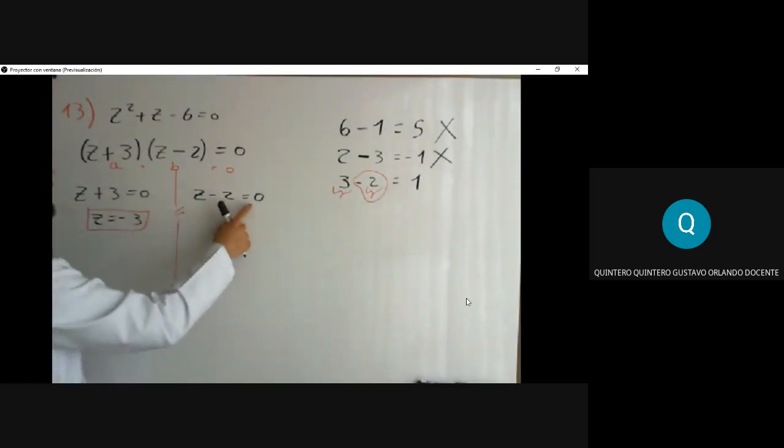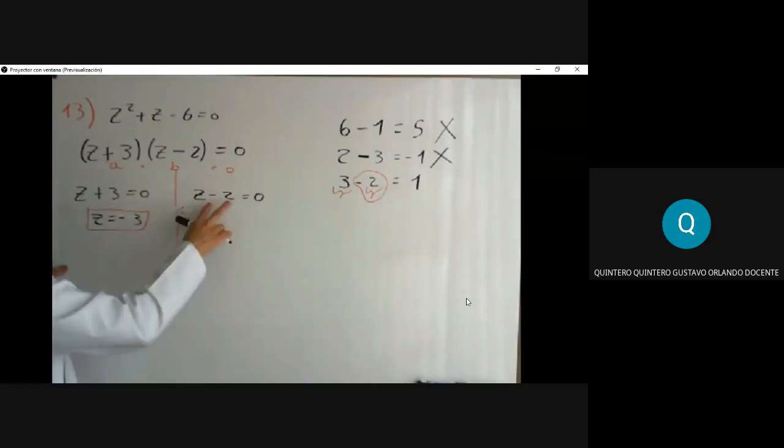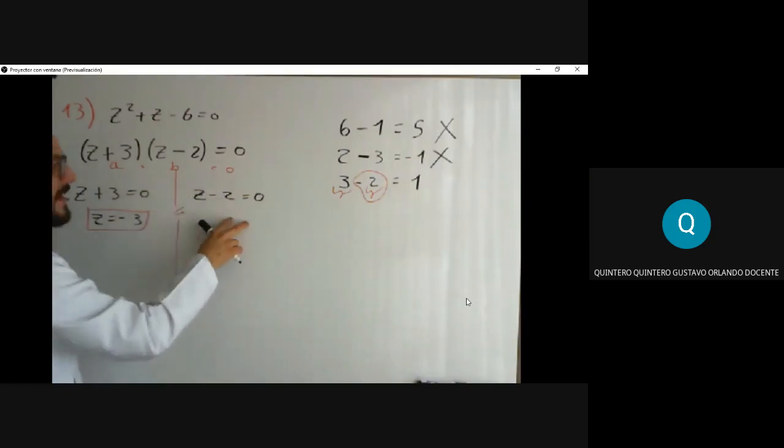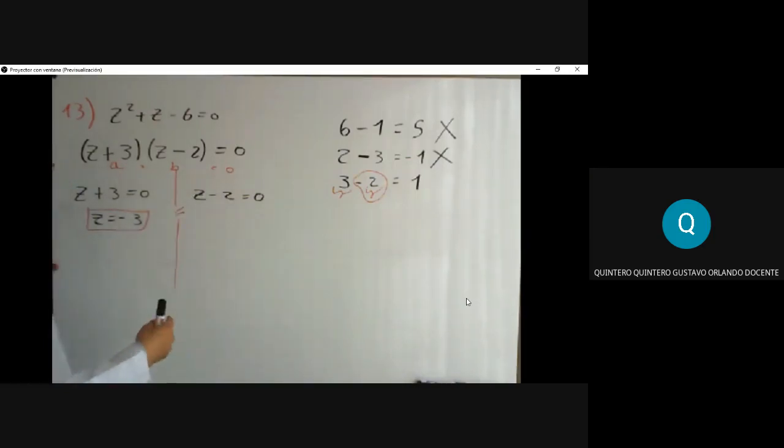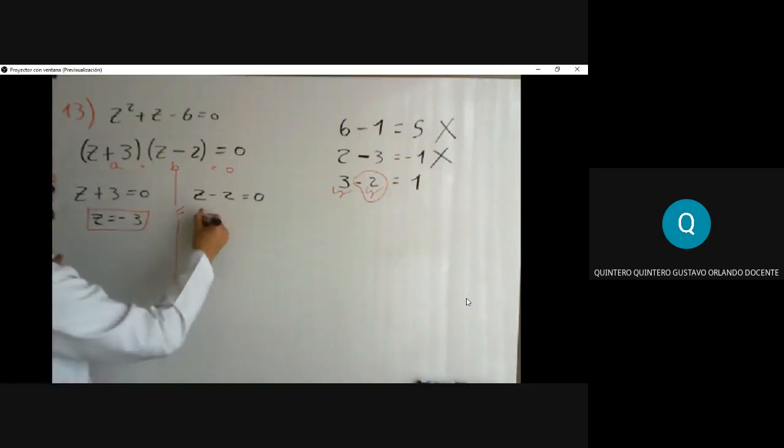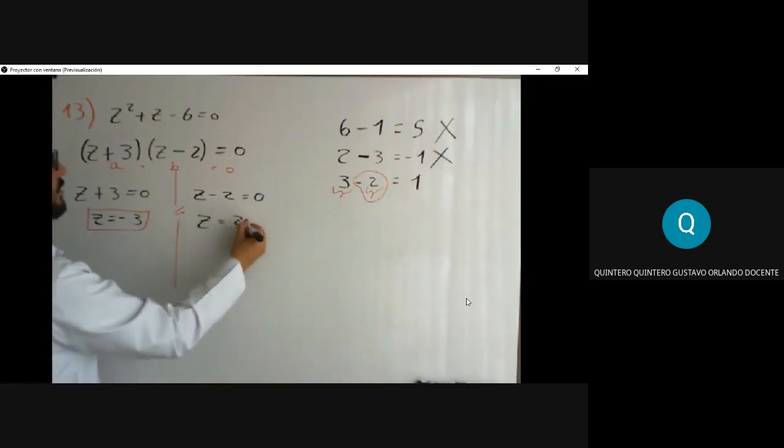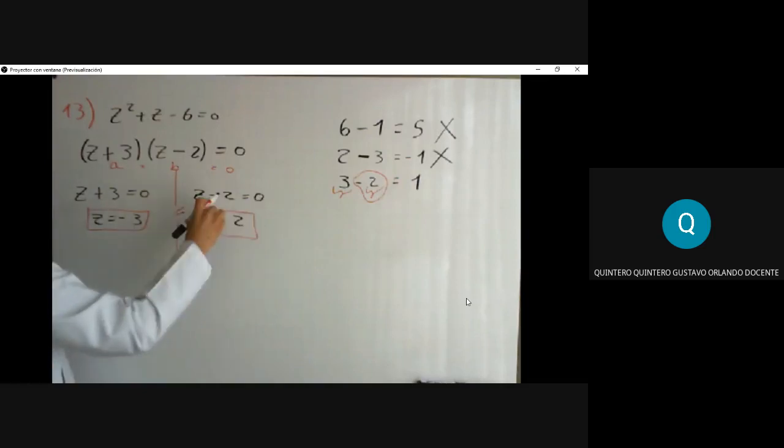Z minus 2 equals 0. The -2 is subtracting because it is negative, so you're going to pass it to the other side to add. You're going to pass it positive. So z equals 2. Here it is, our second solution.